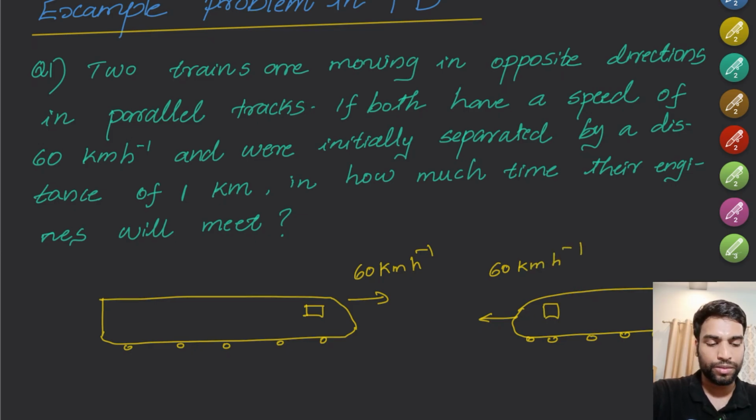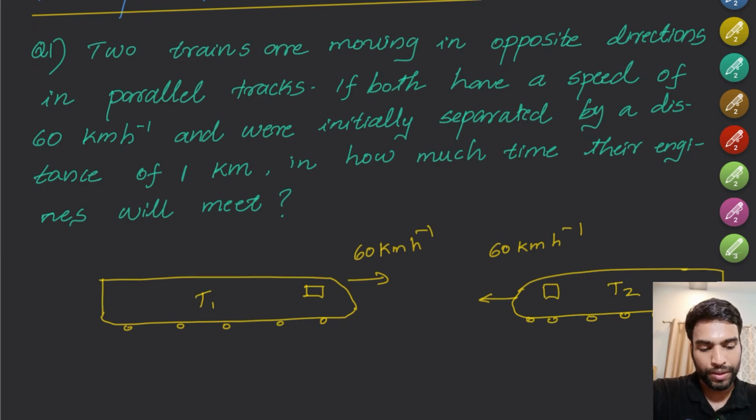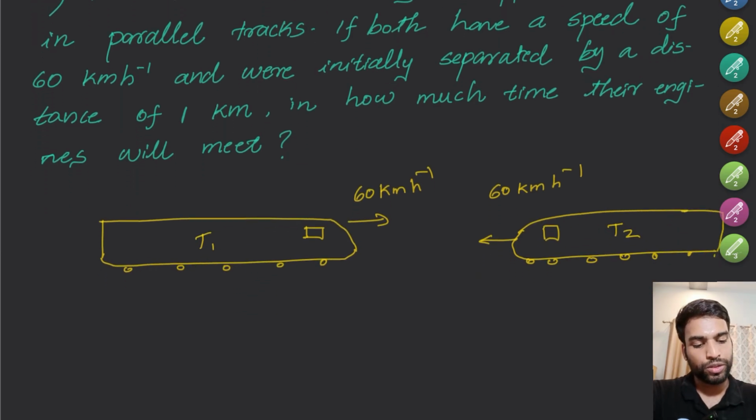We can consider that the first train T1 is moving towards east and the second train T2 is moving towards west, with the speed 60 kilometer per hour. Okay, right. Now the initial distance between them is nothing but 1 kilometer, correct?